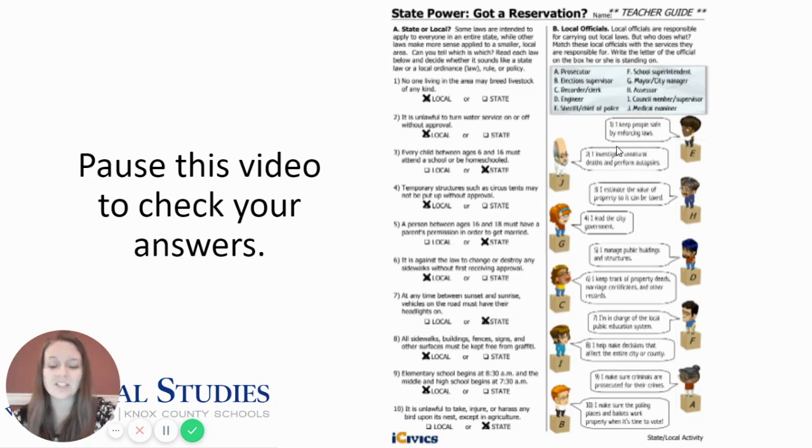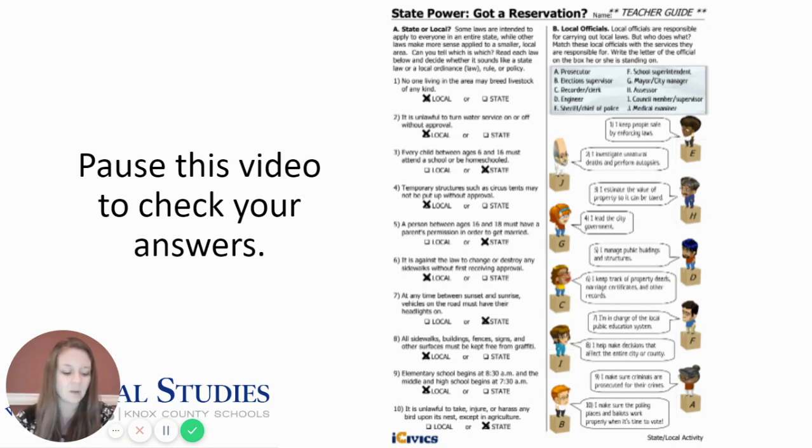The next column asks you to identify these local officials based on their job descriptions. The first person says they keep people safe by enforcing laws, and they're the sheriff or the chief of police. The next person investigates unnatural deaths and performs autopsies, and they're the medical examiner. The next person says they estimate the value of property so it can be taxed, and they're the assessor. The next person says they lead the city government, and they are the mayor or the city manager.